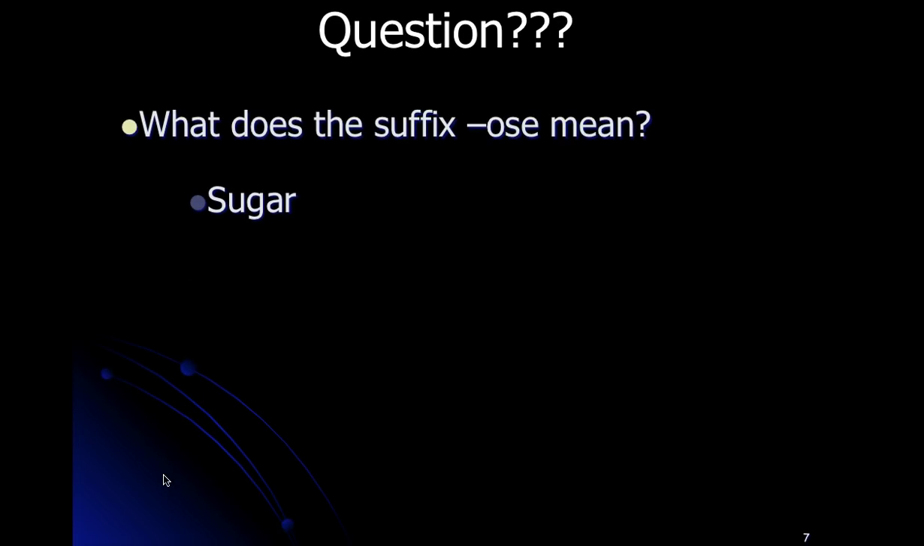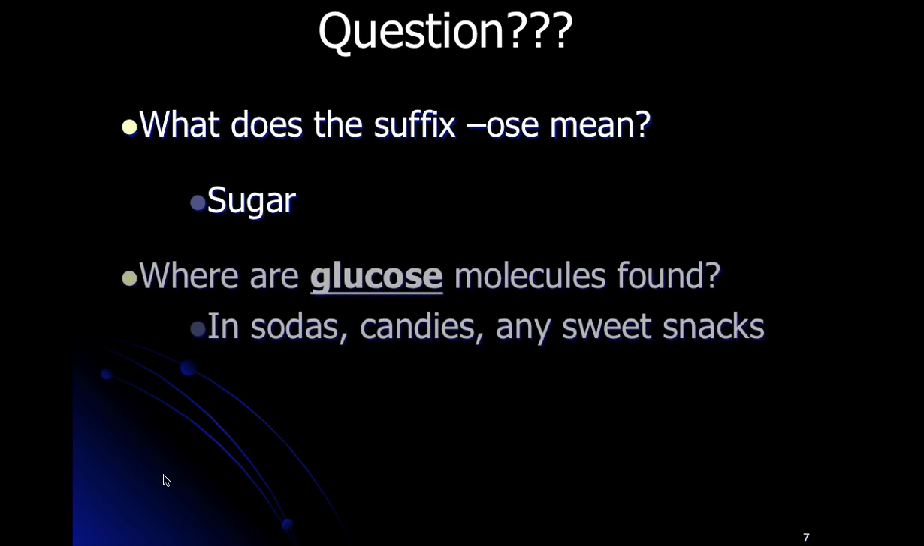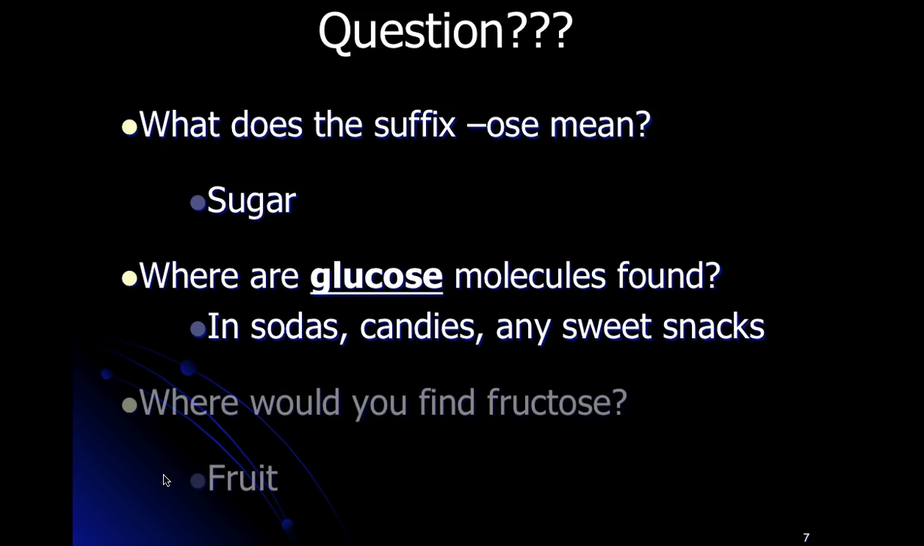So what does the suffix OSE mean? Well, it means sugar. And then where are glucose molecules found? Well, they're found in sodas, candies, and any sweet snacks. And then where would you find fructose? We would find fructose in fruit.